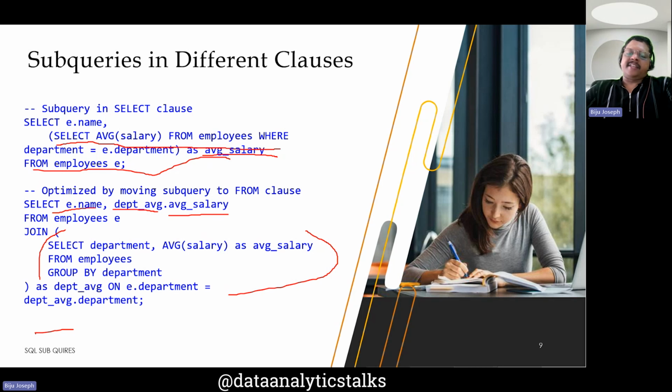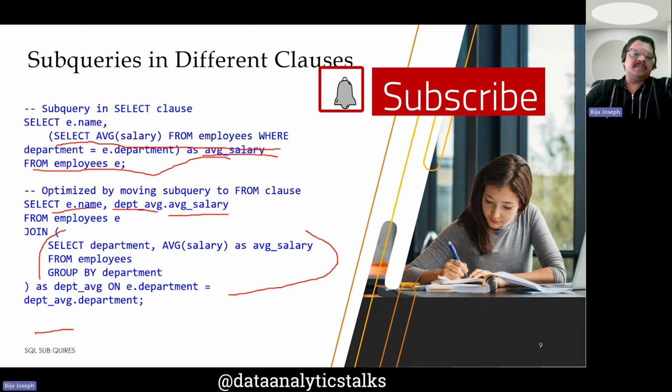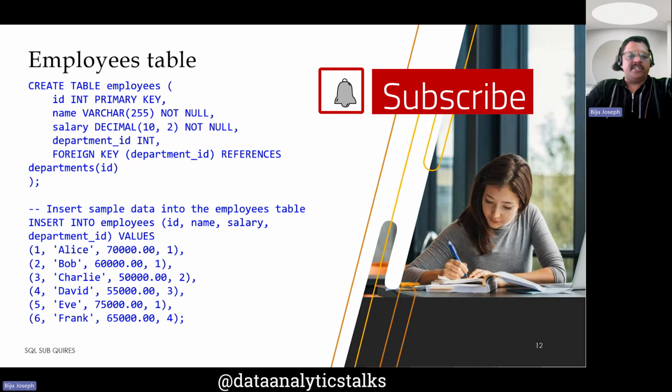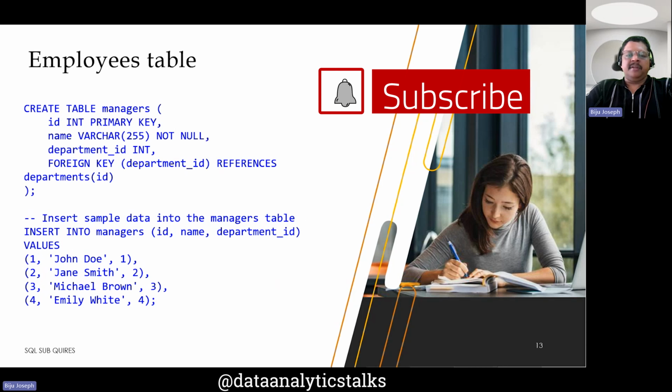So subqueries in the select clause are executed for each row returned by the main query, which can be inefficient. Moving a subquery to a from clause as a derived table can improve performance. Hope that helps you. Then coming to the practical side, we will create tables, department table, then employee table, and manager table, and we will try to execute the query in our SQL Server Management Studio. So let's move on.